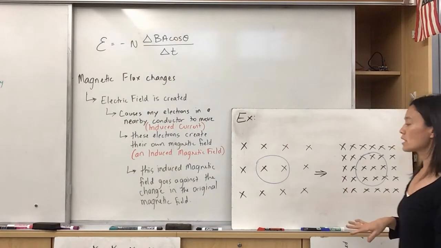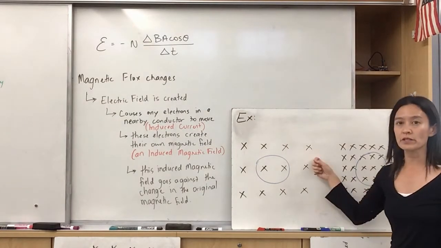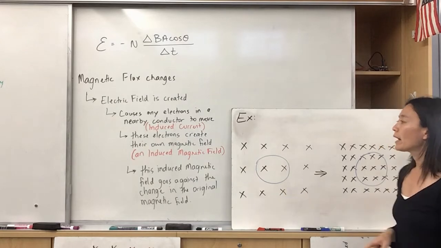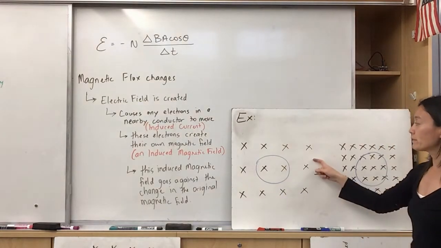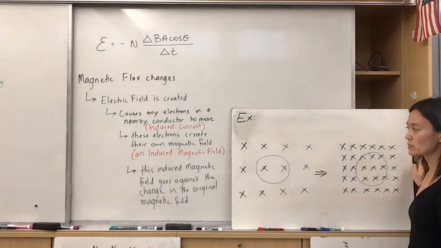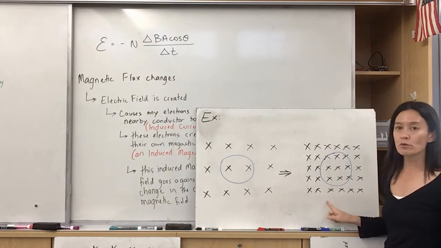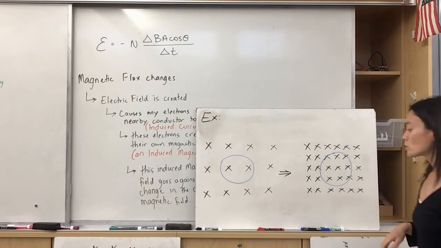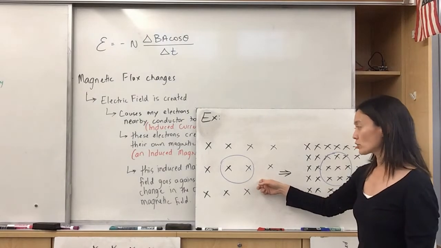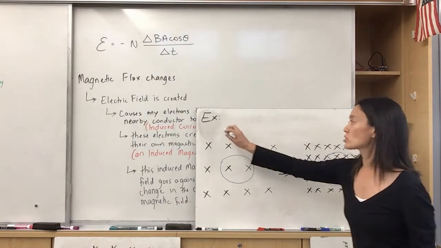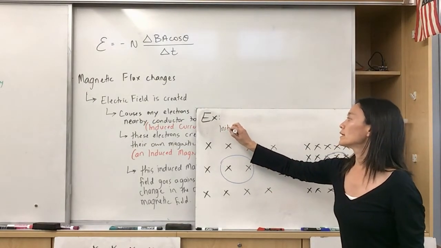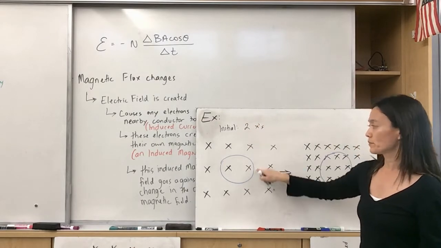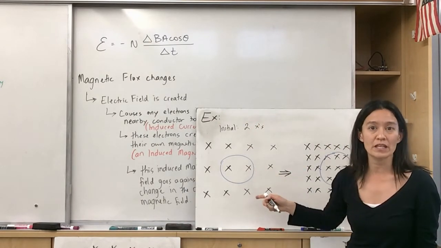So in this example, I have a magnetic field that's going into my board, and I have a loop of wire here. And so my magnetic field gets stronger. So something happens where my magnetic field gets stronger, and I have lots more magnetic field lines going into the board. So if I look at my initial scenario, and again, this is just conceptual. Initially, I have two X's, two magnetic field lines going in. Like that's my magnetic flux.